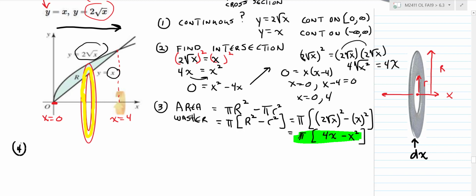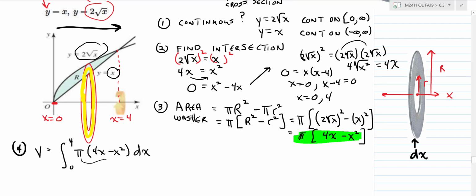Step 4, set up the integral and then see if we can do that. I'm going to set up the integral, and then I'll let you pause the video and work this one out yourself and see how you fare. So the volume is the integral from 0 to 4 of this cross section. That's the washer, that's how you represent the area of that washer, and then dx.